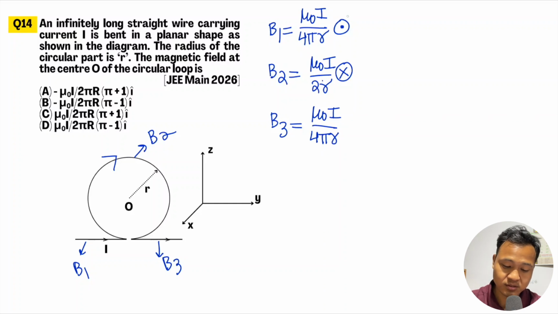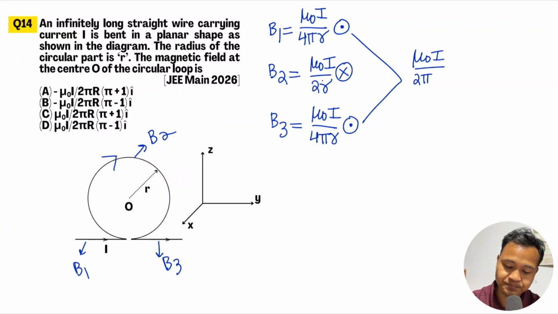So here dl and R is like this. So dl cross R will be outwards. Okay. Again, you add all these three. Then you solve it, and you will have mu naught into I by 2 pi R.